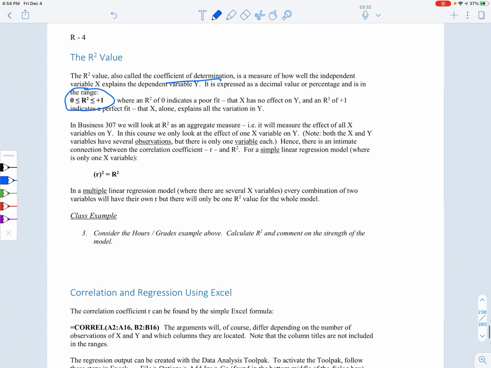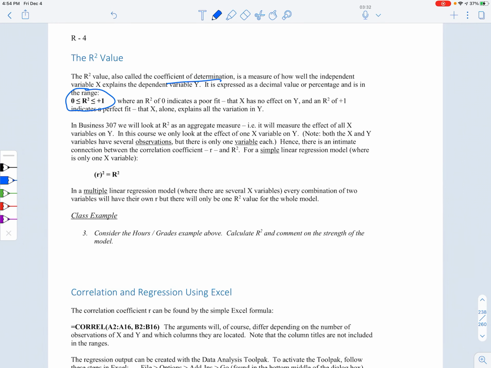So we're going to come back here and say that it is an aggregate measure, which will make a lot more sense when we're talking about multiple regression. But in a simple linear regression model, which is all we're looking at in this unit, little r squared is equal to R squared. So it's kind of trivial, but it won't be when we get into our 307 course.